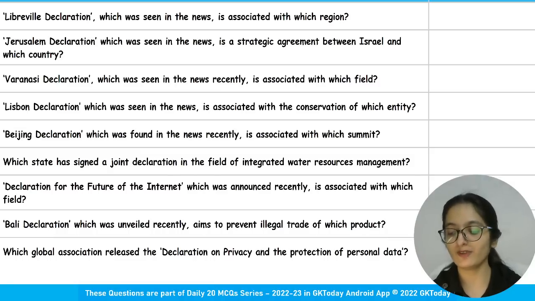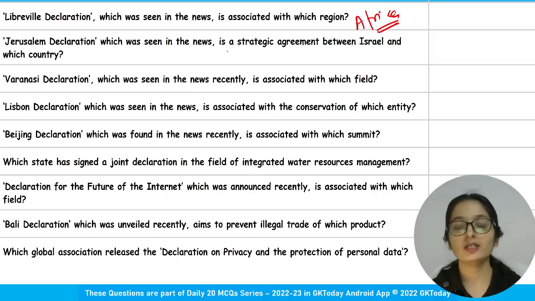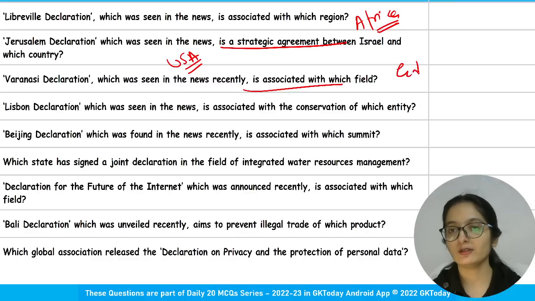Moving to the last category, there are certain declarations that were in news. Let us have a look over the very first one. Libreville Declaration is associated with which region? Africa. Jerusalem Declaration is a strategic agreement between Israel and which other country? USA. Varanasi Declaration is associated with which field?